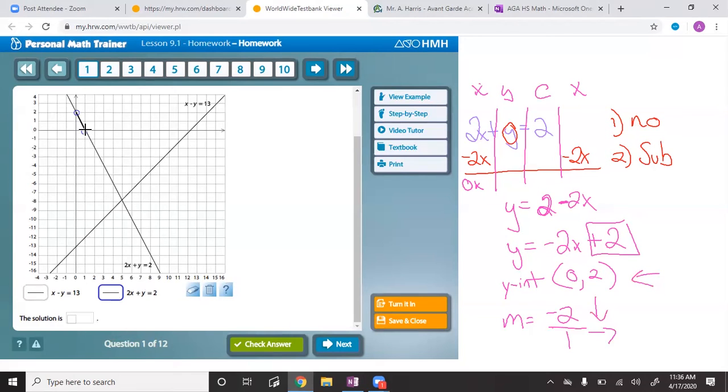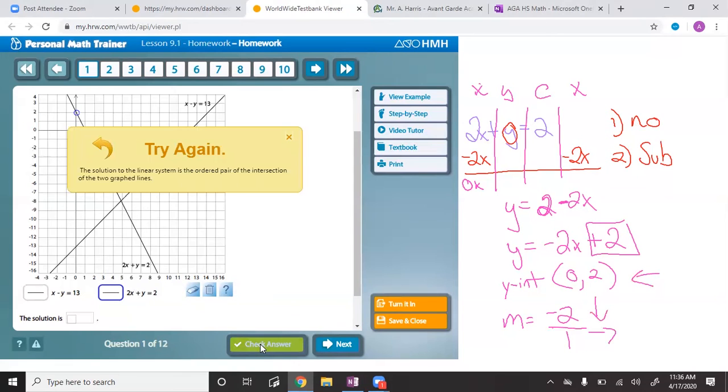Just want to make sure this is right on it. Yeah, it is. Good, because it looks like it's getting close to that intersection, right? Which would be -8 and 5. No. Always put the X first. So it would be 5 and then -8. There you go. Cool? Yes.